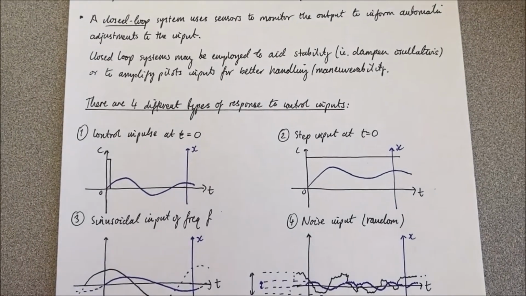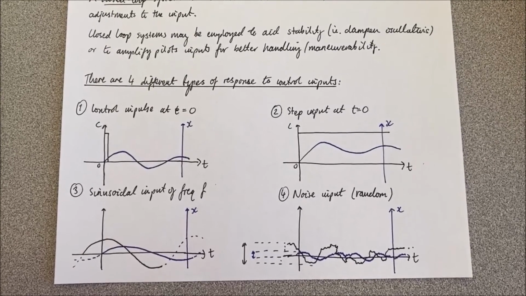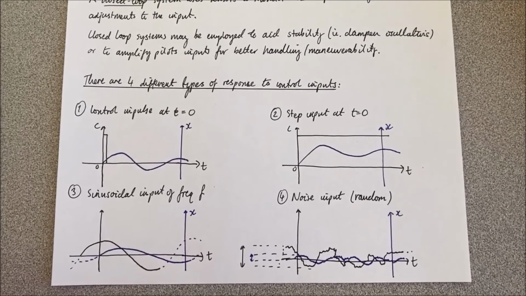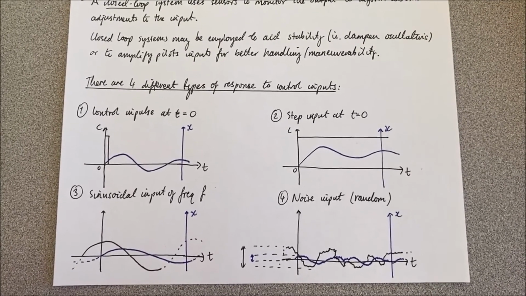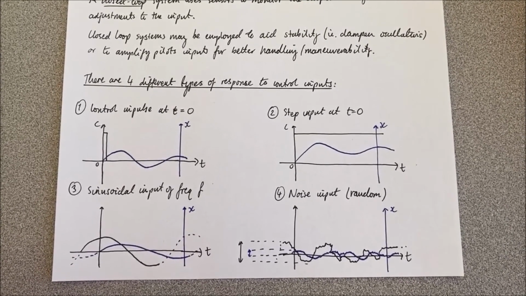So those are the different types of reaction or response to control surface inputs, or control inputs in general. We're now going to have a look at what that means for both longitudinal and lateral directional control.